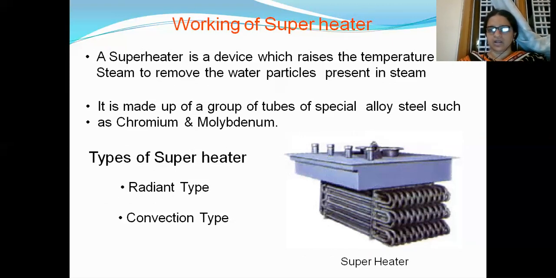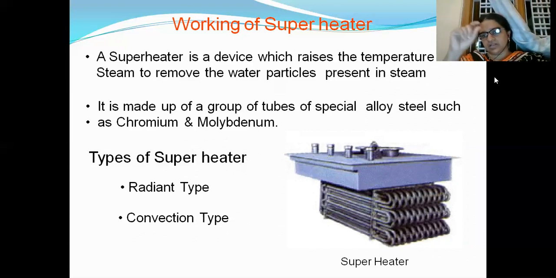It is made up of a group of tubes of special alloy steel such as chromium and molybdenum. As these tubes are exposed to high temperatures, usually tough materials are taken. Usually chromium and molybdenum are taken for designing the tubes of the superheater. Here, below the top cover, some set of tubes are shown that are called the tubes of the superheater.